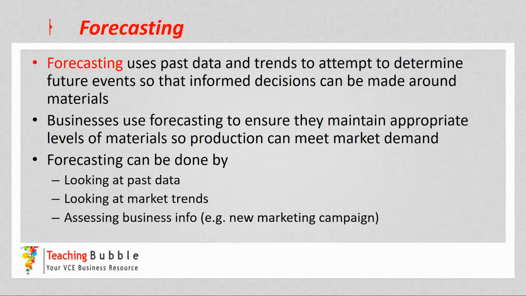Forecasting can be done simply by looking at past data. For example, if a business is approaching a Christmas period, they can forecast and look at what they did last Christmas period, and that can help give an indication of what they need to produce in this current period. Also, looking at market trends, if customers are purchasing a particular product more over the last couple of months, forecasting can help determine what the production will be in the future, and also assessing business information. So if they're producing a new marketing campaign or a new product is hitting the market, that can help give an indication that they need to start producing more.